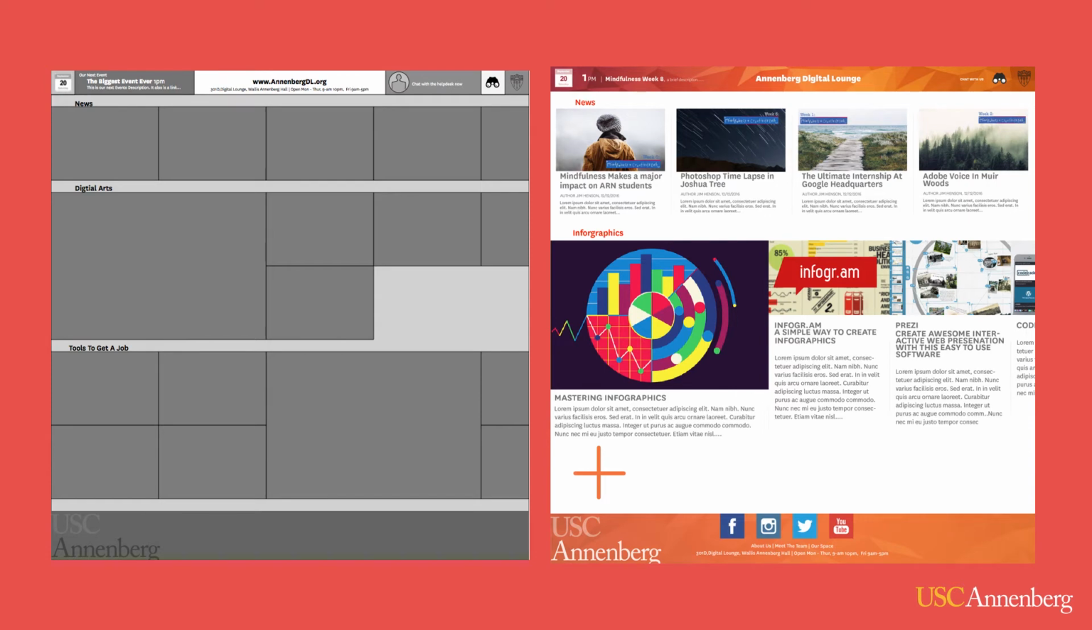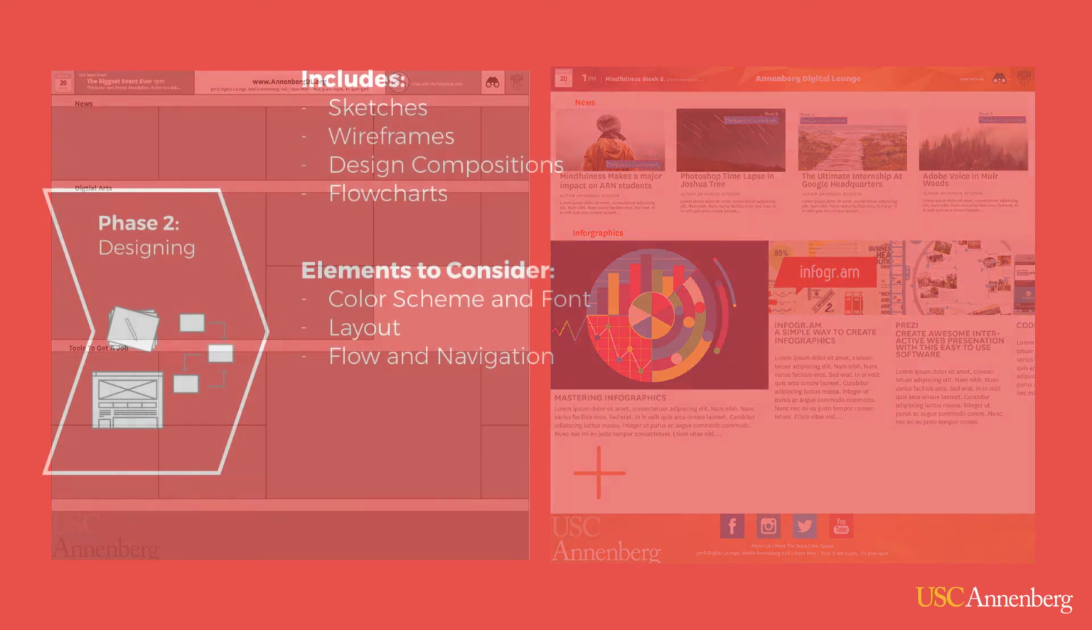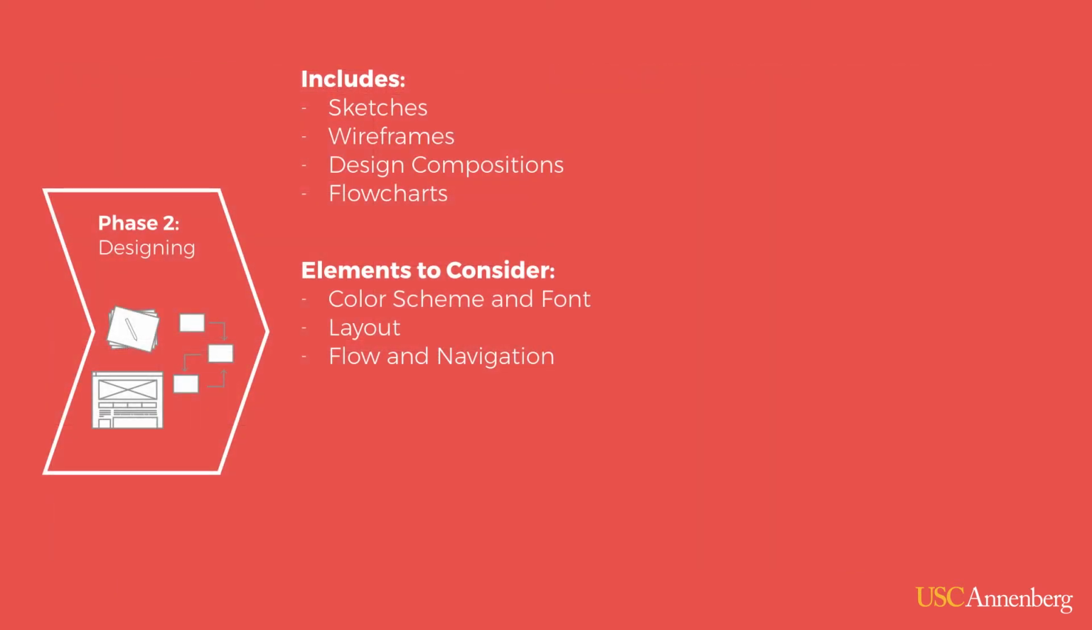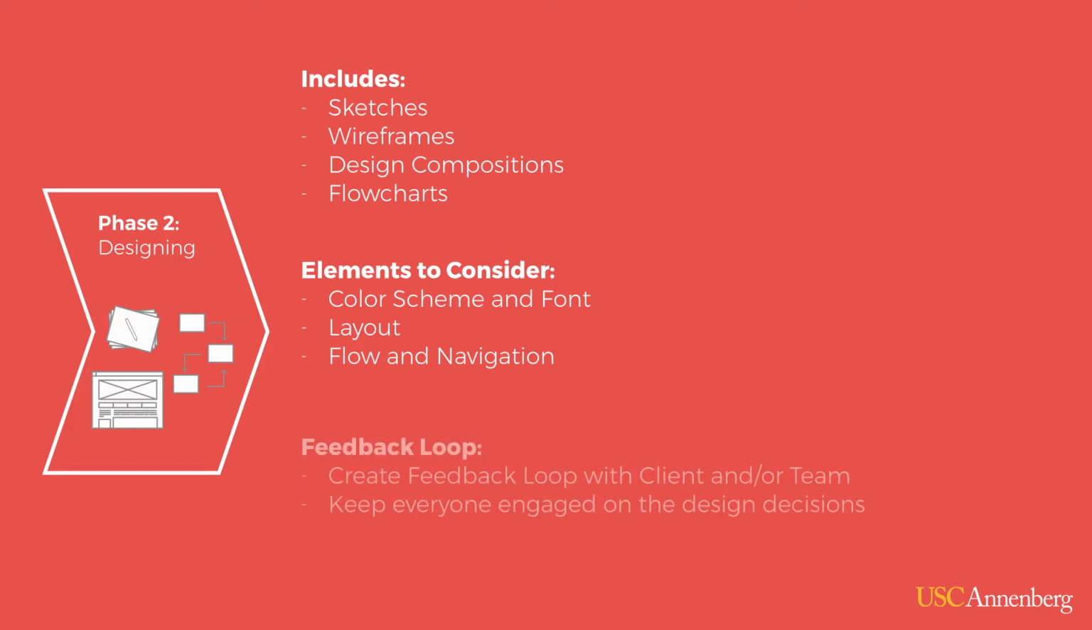Here's an example of a wireframe and design composition we created for the homepage of the annenbergdl.org site. You'll notice we first created a wireframe pictured on the left, and then once we had made some design choices, we created a design composition pictured on the right. Elements established in this phase can include color, font, layout, and navigation choices.